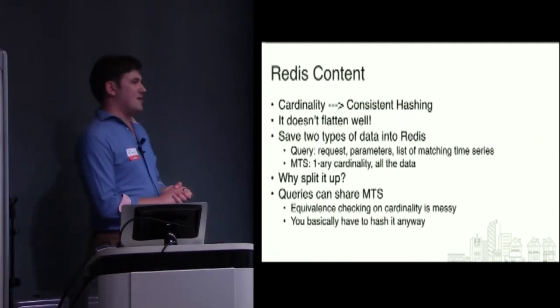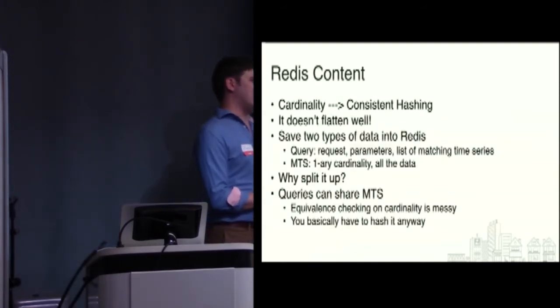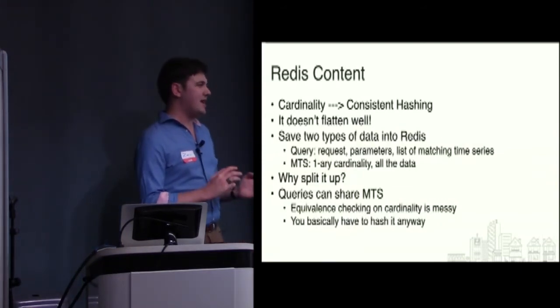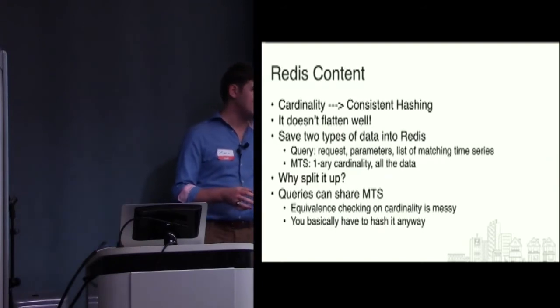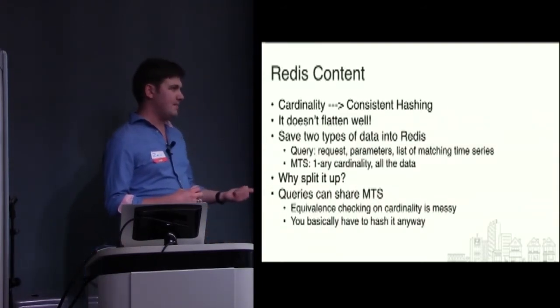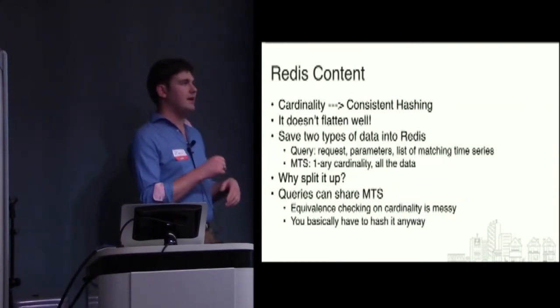So now we come back to cardinality and what do you actually put in Redis, and what you end up with is that this data is pretty complicated. And if there's one thing you take away from this talk, it is that when data is complicated and you want to cache it, you have to think about the data and really understand it deeply first before doing anything else. So you end up having two types of data: the query, and then all the time series that are returned that match that query.